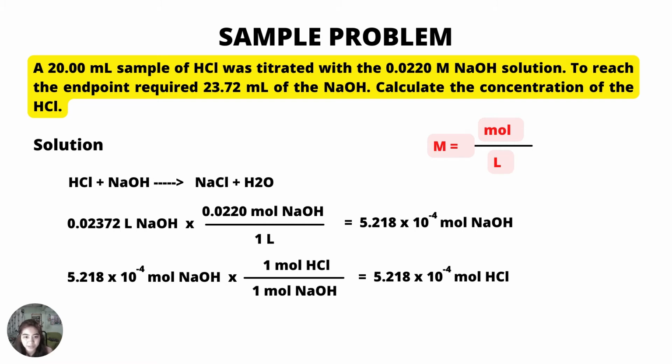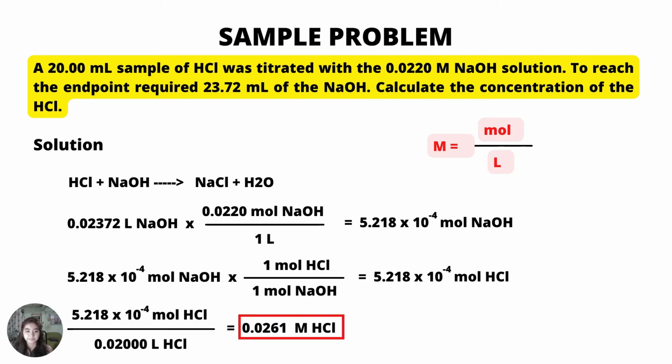So that equals 5.218 times 10 to the power of negative 4 moles of hydrochloric acid. If you have a 1-to-1 ratio, you can just change the moles of sodium hydroxide to moles of hydrochloric acid. But since we are following a calculation process here, we need to put that.